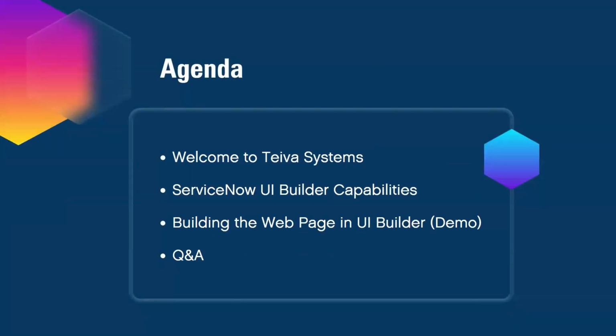All right, let's do a quick overview of our webinar agenda. I'm going to shortly introduce our company, Teiva System, and what kind of services and solutions we provide. I'm going to talk about ServiceNow UI Builder capabilities, and the main difference between Service Portal and UI Builder. The main part of the webinar is a practice session where we will overview web page development from a Figma template. At the end of the webinar, we will have a Q&A session where I can answer all your questions.